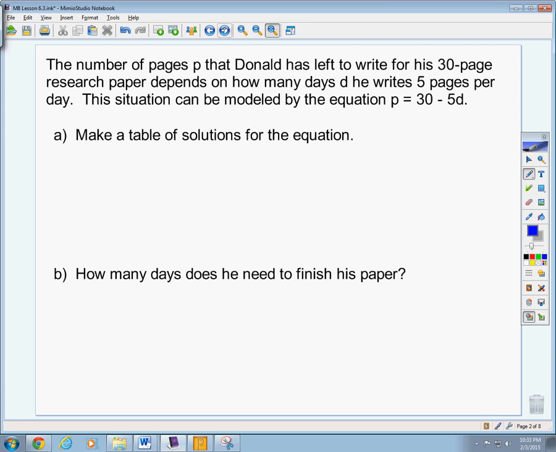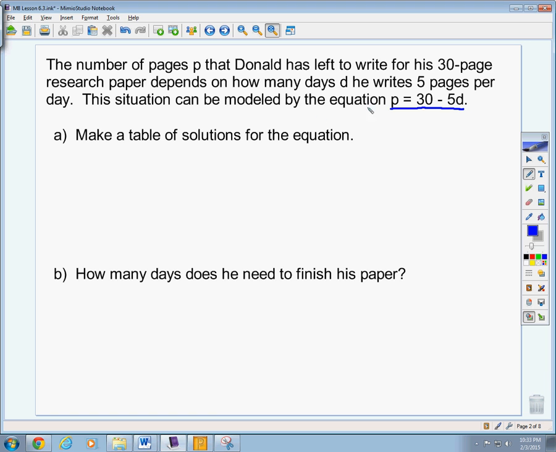Except in this case, we're not going to use x's and y's, we're going to use p's and d's. The number of pages p that Donald has left to write for his 30-page research paper depends on how many days d he writes 5 pages per day. Don't worry though, because it tells us that the situation can be modeled by the equation p equals 30 minus 5d. What does this mean? The number of pages he has left to write equals 30, that's what he starts with, minus 5 per day.